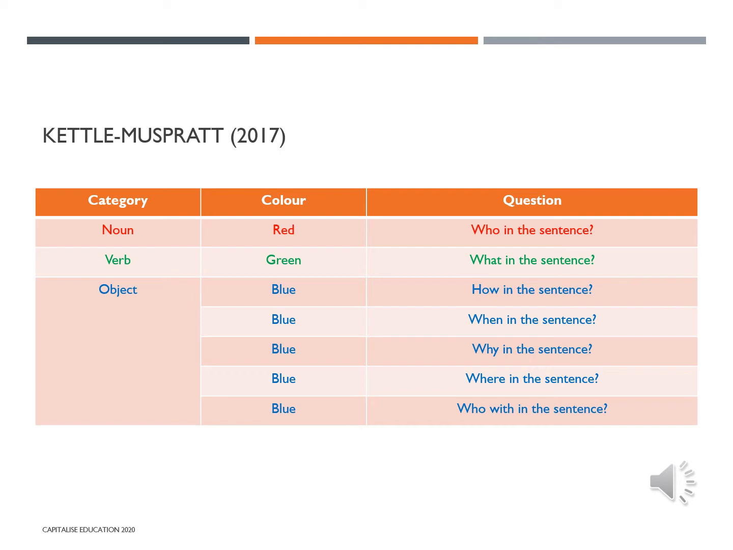In functional grammar, nouns, or the who in a sentence, is represented by the red colour. Verbs, or what in the sentence, is represented by green, and the objects in a sentence are represented by blue.